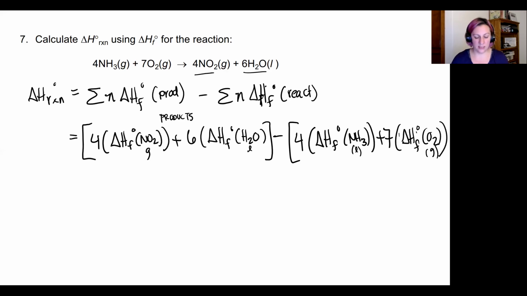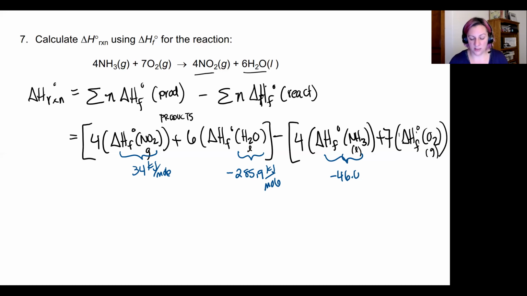So when I look up a table and I look up NO2 gas, the enthalpy of formation, I find a value that is 34 kilojoules per mole. For my water that's in the liquid state, which is important, it's different than the gas or solid, it'll have different values. It's negative 285.9 kilojoules per mole. Now I go and look up my ammonium standard formation, and that's going to be a negative 46.0 kilojoules per mole. And for my oxygen, it's in its elemental state, so that's just going to be 0, which is great. Simplifies it a little bit.